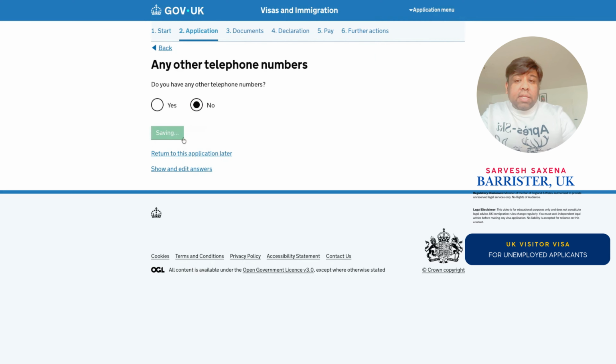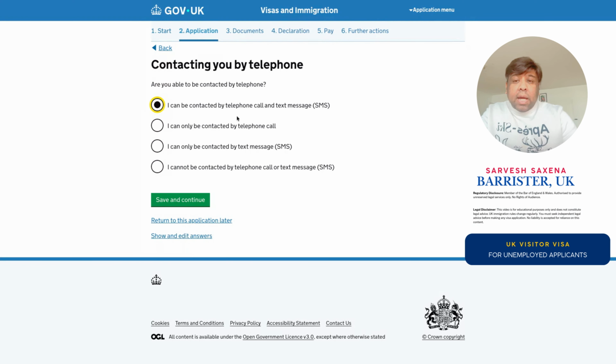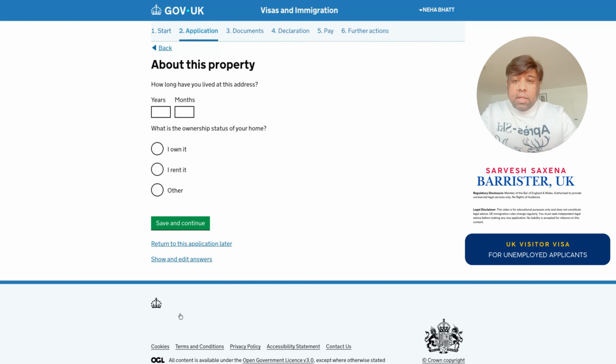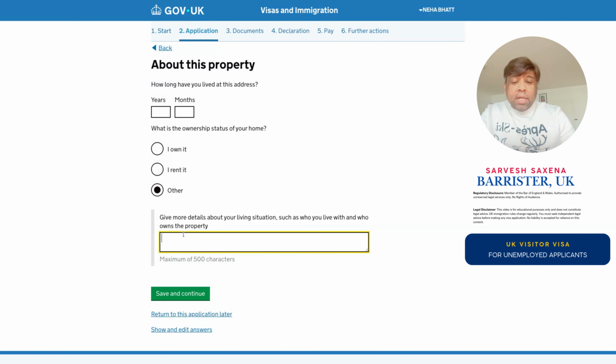Like, start out of the UK. And do you have any other telephone number? Say no. I can be contacted by telephone call and text messages. Say yes. Click next. Now, do you own the property? Do you rent it? Now, if you're a young applicant and you don't have a property, you're living with your family, then this is what you need to do. Say rent, other, and say I stay with my parents.